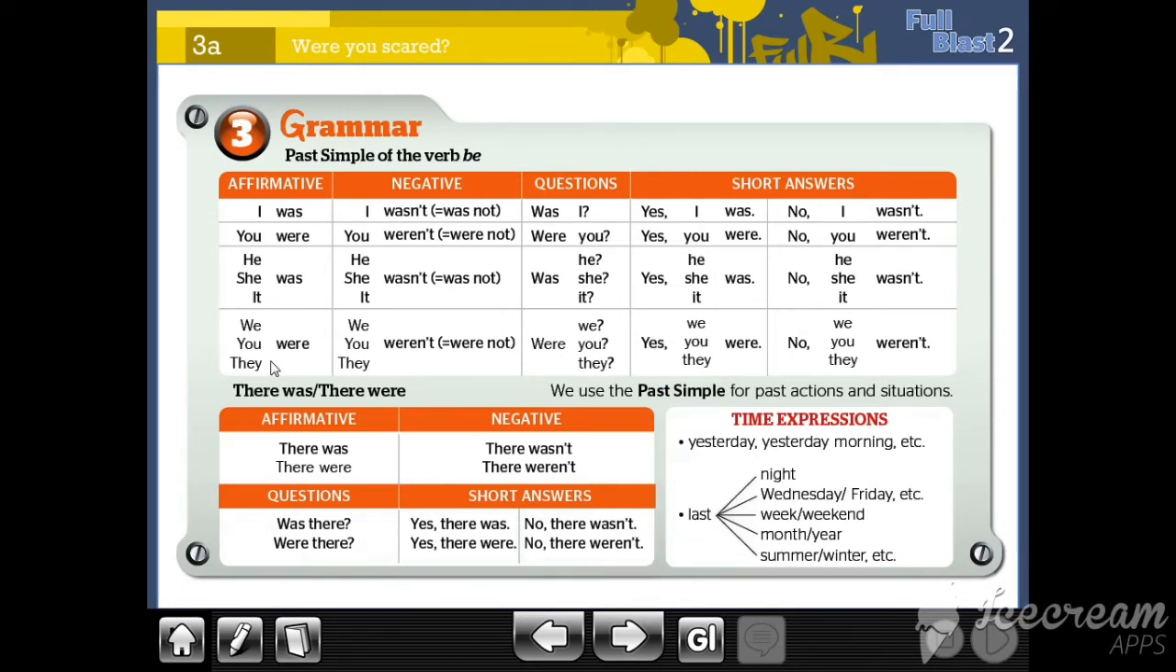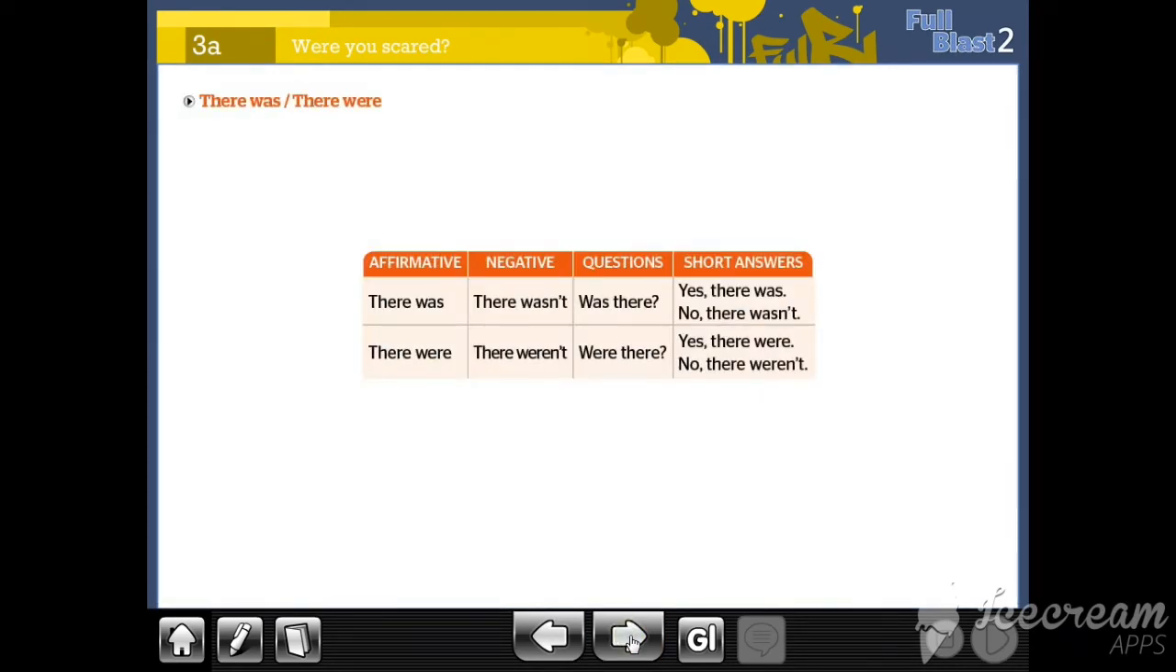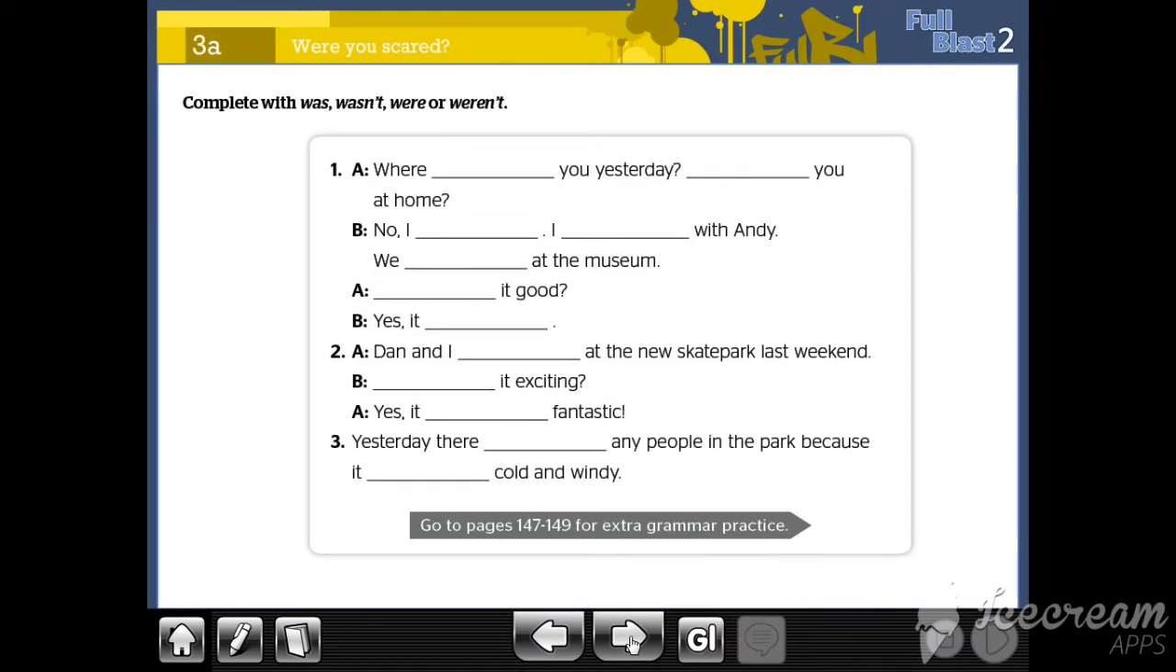For affirmative sentence, there was, there were. If you want to negate there was, you can say there wasn't or there weren't. If I want to make a question for there was or there were, simply you can put was or were at the beginning of a sentence. So you can say was there or were there and so on. Also you can answer shortly, yes there was or no there wasn't. Let's go to the questions.